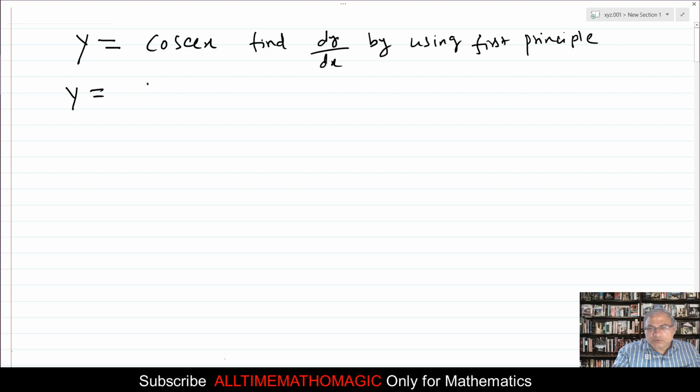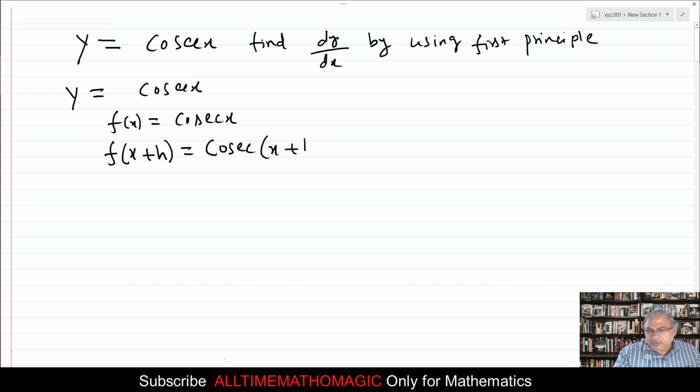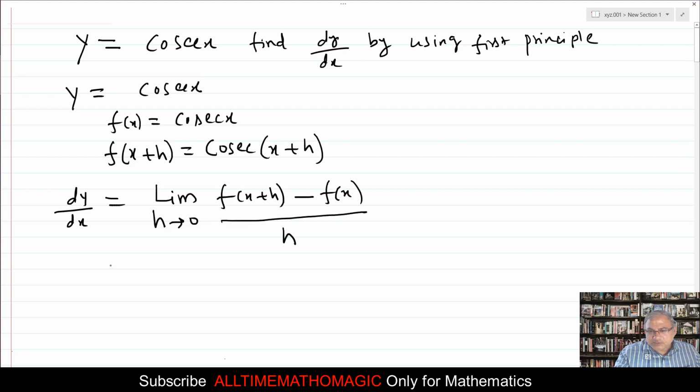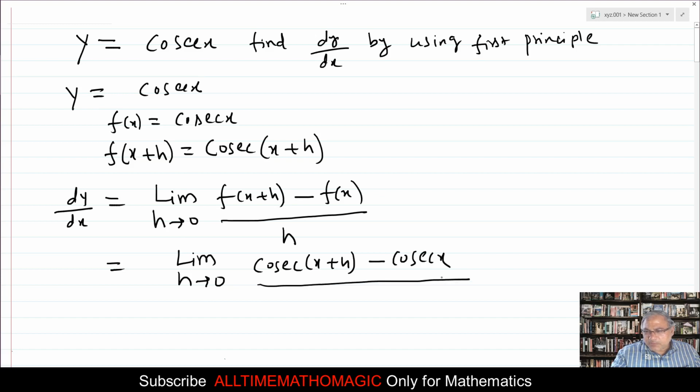So y equals cosec x. Let us say f of x equals cosec x, f of x plus h equals cosec of x plus h. dy by dx equals limit h tending to 0 of f of x plus h minus f of x upon h, which equals limit h tending to 0 of cosec of x plus h minus cosec x upon h.